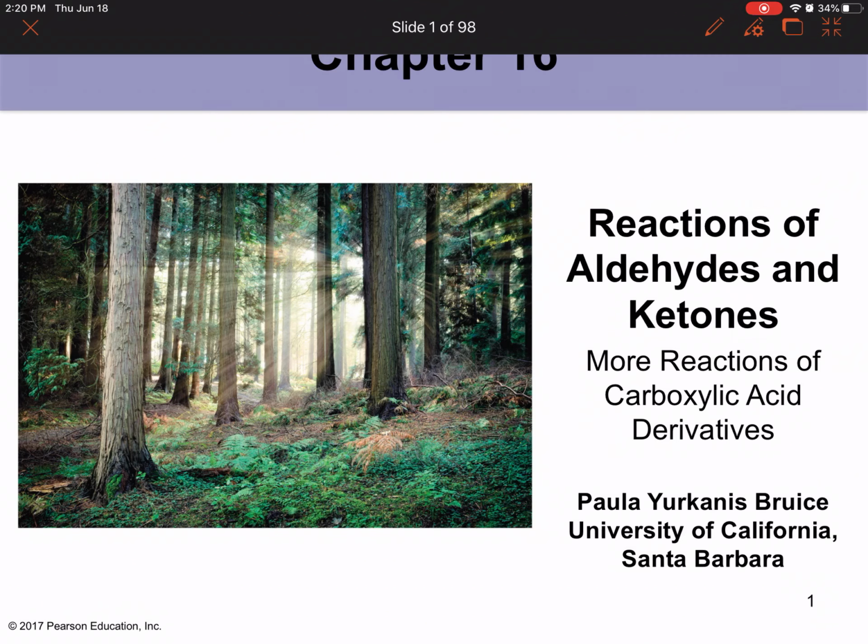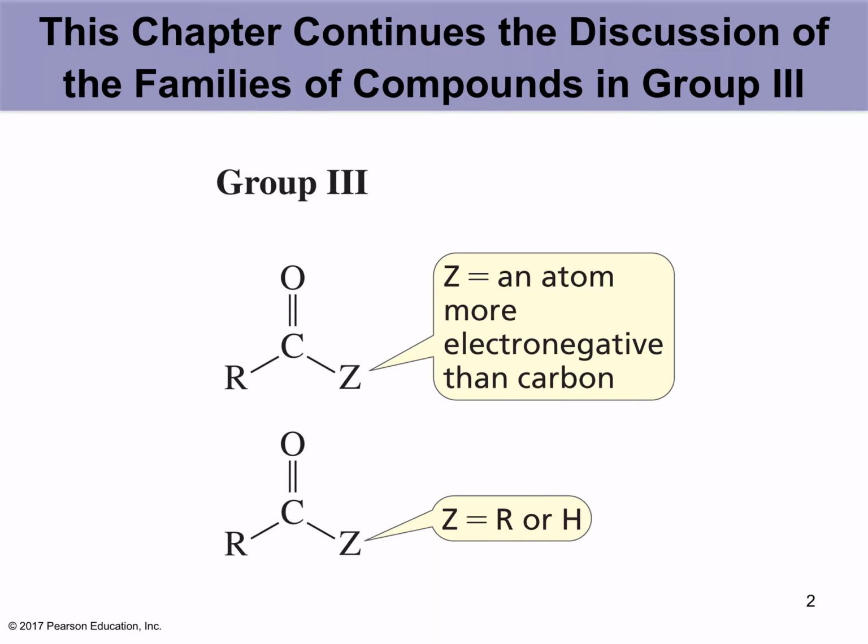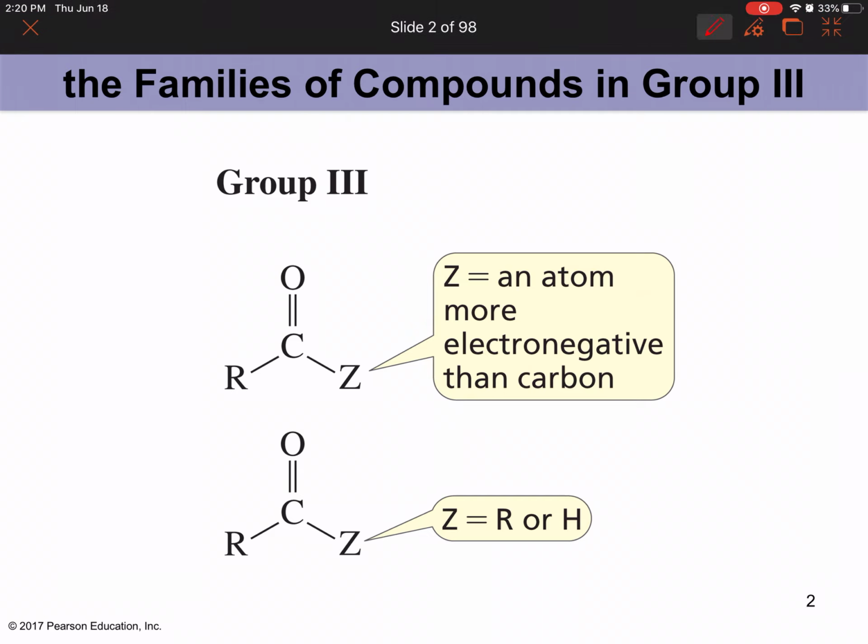Hello everyone. In this chapter, which is chapter 16, we're going to be learning about reactions of aldehydes and ketones. This chapter covers one of the compounds found in group 3, meaning that you have a carbonyl group. One of the families is a carbonyl group that can attach to an atom Z, which is going to be more electronegative than carbon. For example, the carbonyl group attached to oxygen.